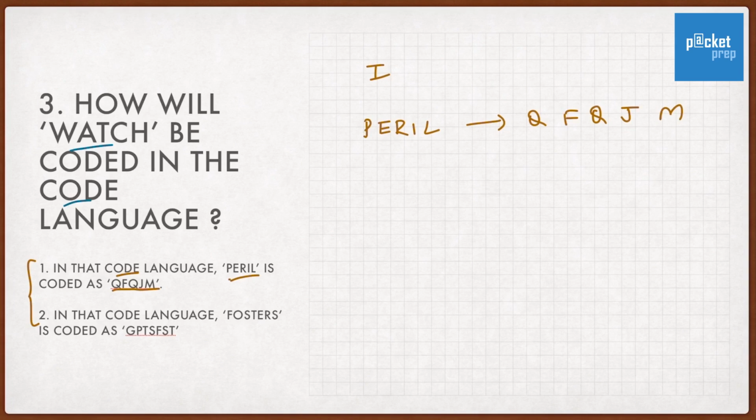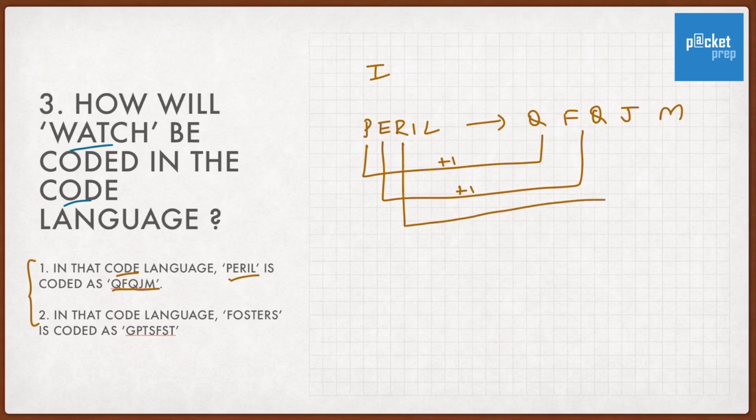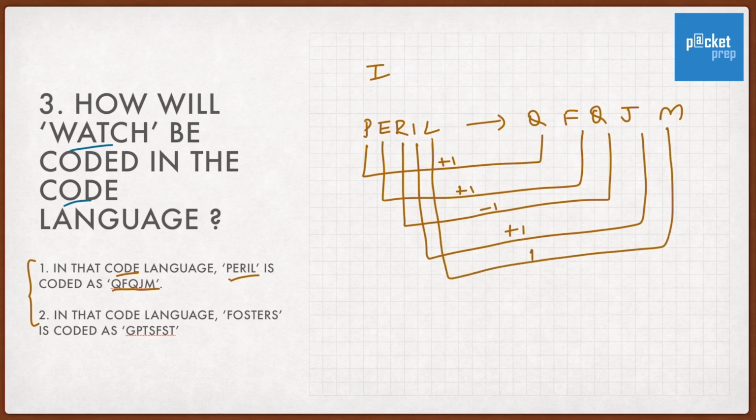If you observe clearly, the next letter of P is Q, so +1. The next letter of E is F, +1. The before letter of R is Q, so -1. The next letter of I is J, +1. And the next letter of L is M, +1. This is the reason why I said you need to be familiar with different positions of alphabets to solve the question quickly. It might be either increment or decrement. Now we have successfully decoded this particular equation.